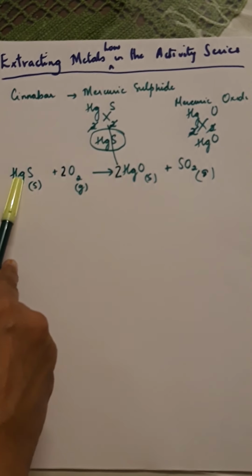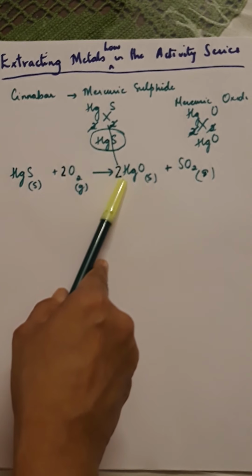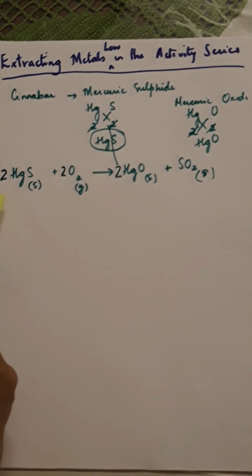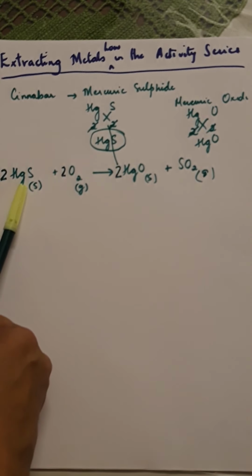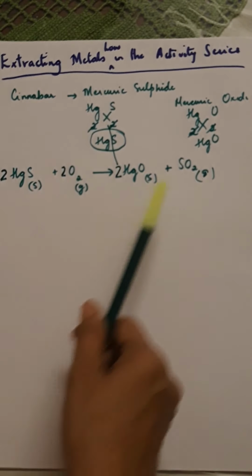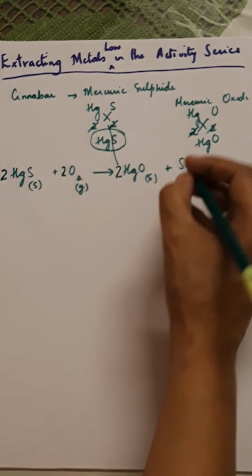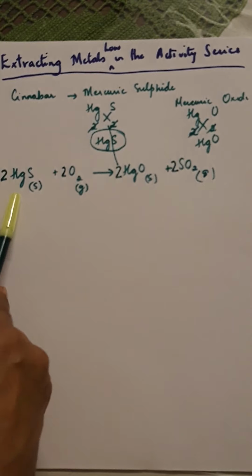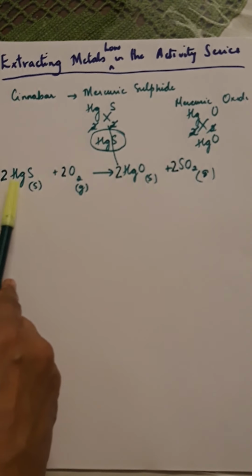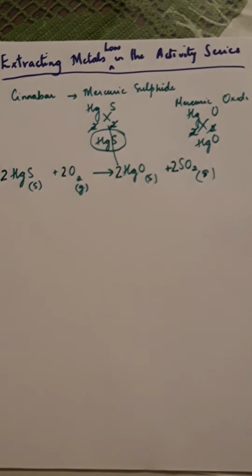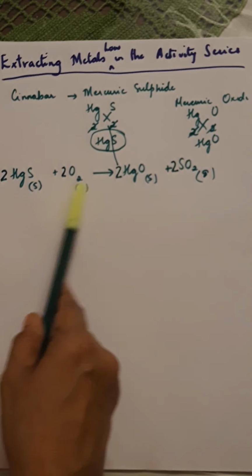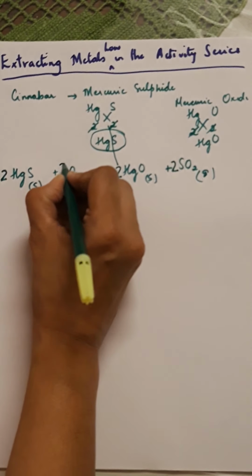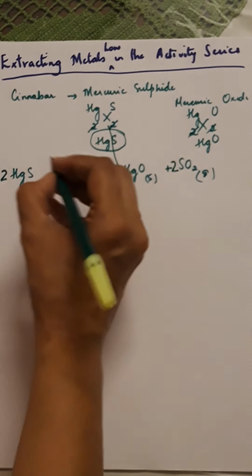Now let's check. Mercury Hg is 1, and on this side there are 2. So to make this 2, you write 2 here. When you write 2 here, sulfur gets 2. On the right side, sulfur is only 1, so to make it 2, you write 2 here. Now let's check again. 2 mercury on the left, 2 mercury on the right, 2 sulfur on the left, 2 sulfur on the right. Oxygens: there are 4 on the left, and on the right there are 2 2s are 4, plus these 2, 6. So to make this 6, you just convert this 2 into 3. So you have 2 3s are 6.